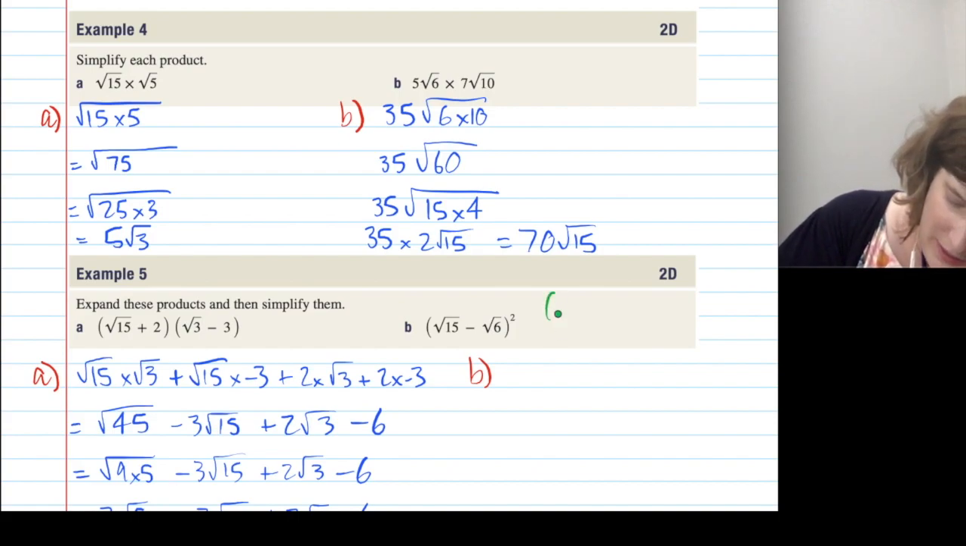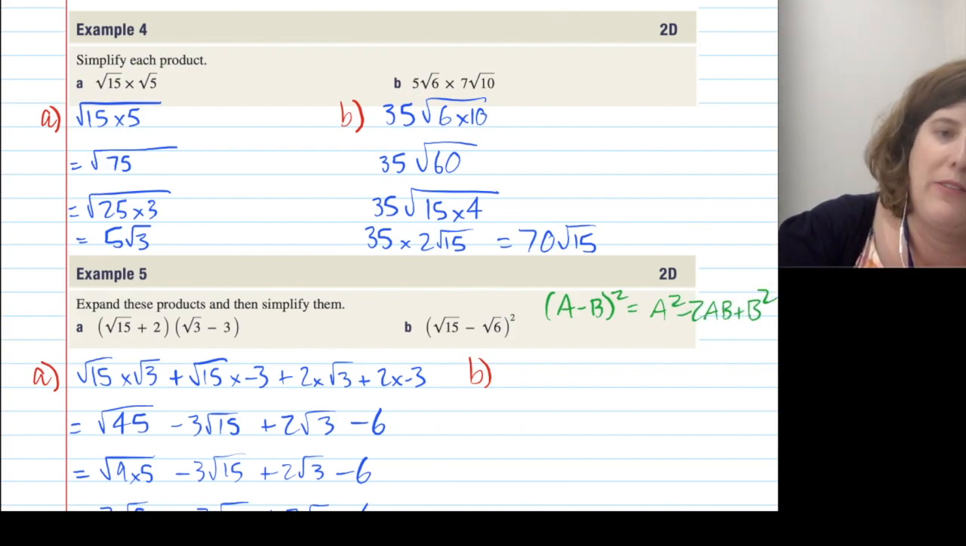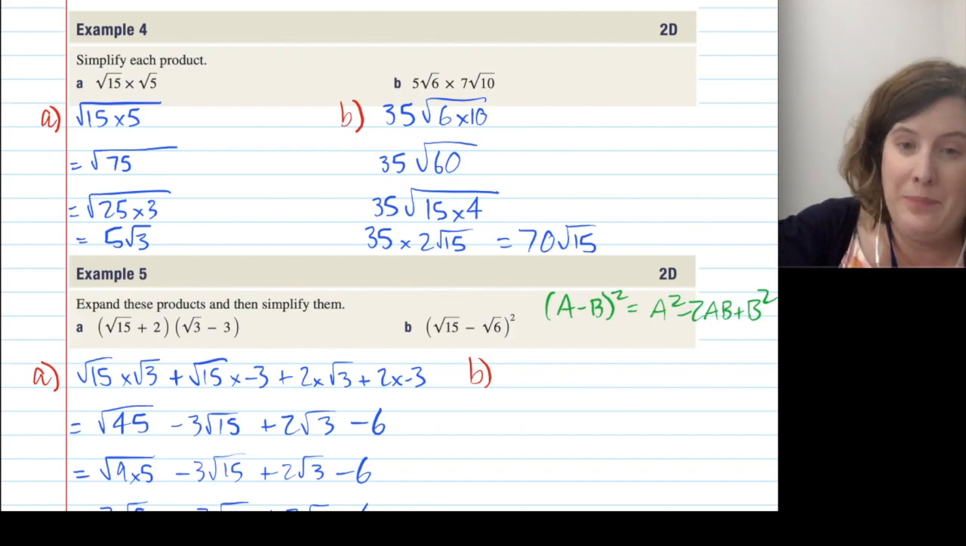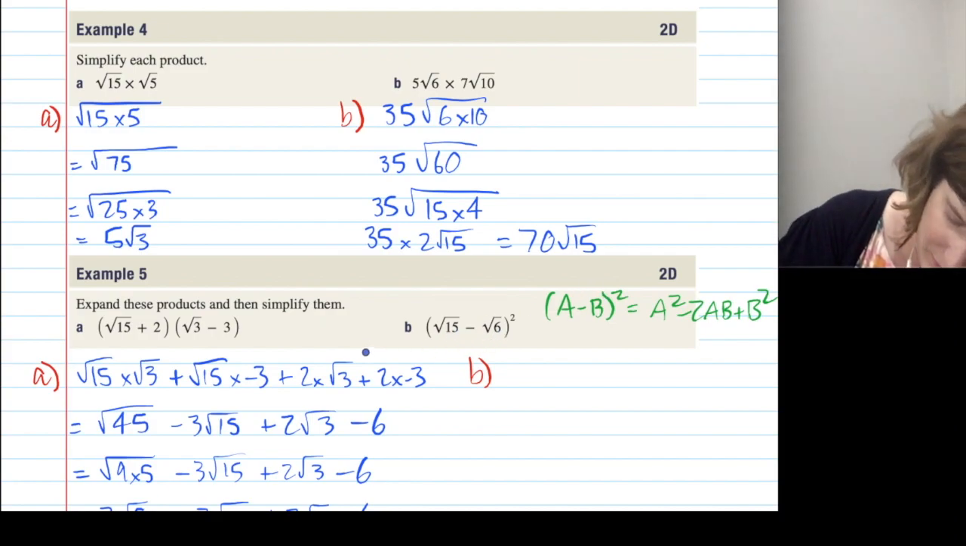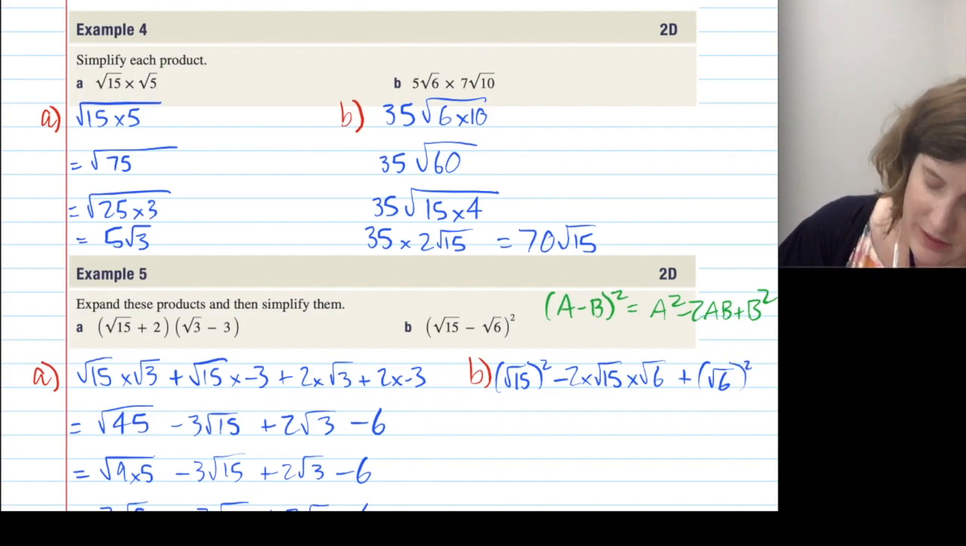If I then look at B, now I just want to remind you this is the same as A take B all squared, A squared take 2AB plus B squared. Do not write this out and expand it. You can use this. So here my A is my root 15, my B is my root 6. So I've got root 15 squared, take 2 times A, which is root 15, times B, which is root 6, plus root 6 squared.